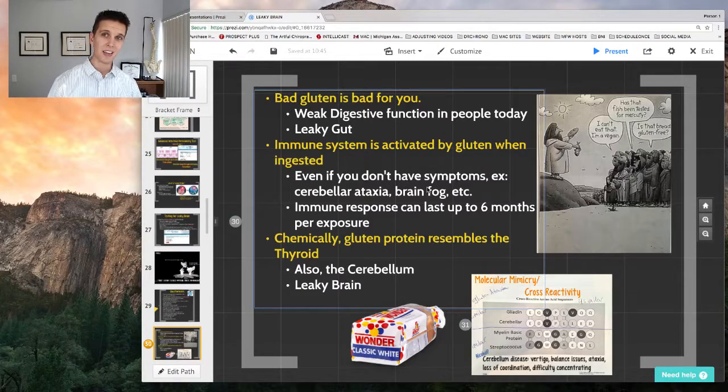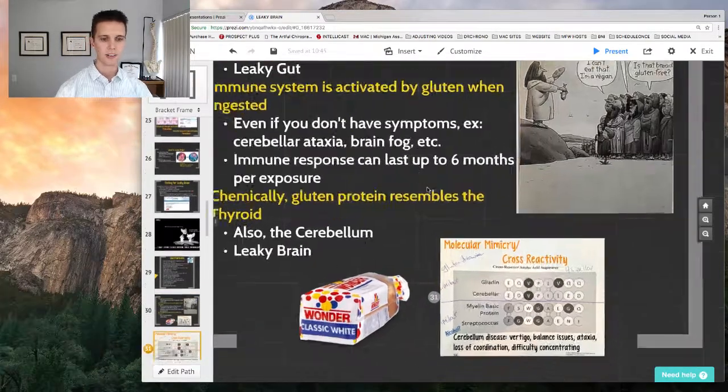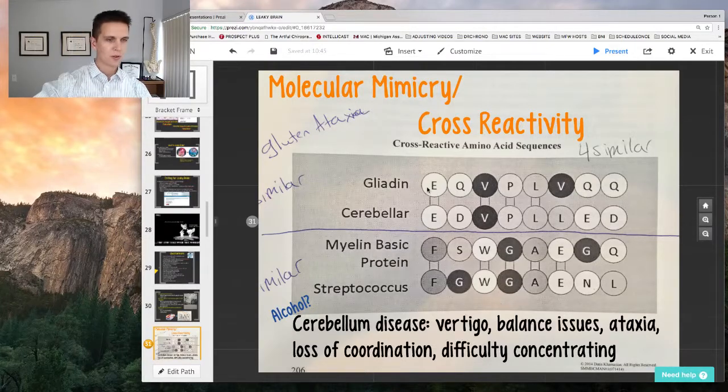Inability to lose weight, major cause of autoimmune thyroid. So let's further illustrate this point. This is molecular mimicry, also called cross-reactivity. As you can appreciate here, this is the amino acid sequence for gliadin, a component of gluten, and this is the amino acid sequence for the cerebellum. As you can see, there are 4 similar amino acids in those same locations, and that's why your immune system not only attacks the gluten, but it also attacks your brain and your thyroid in this case.